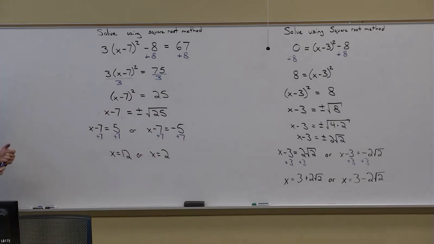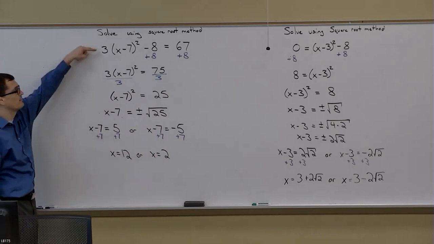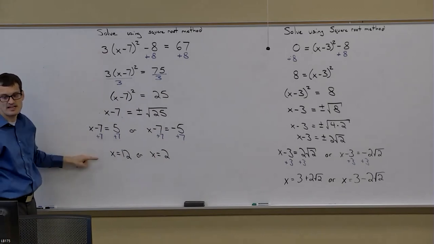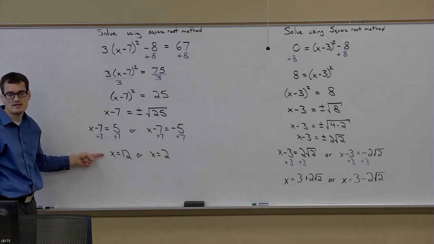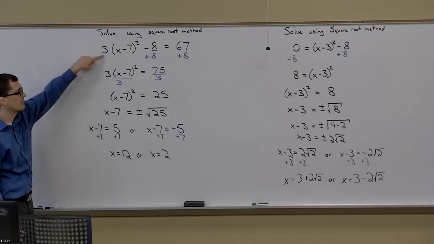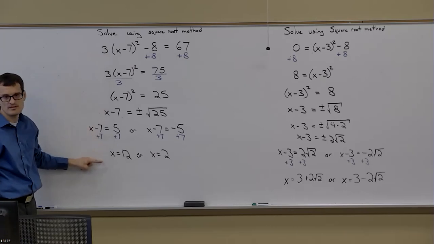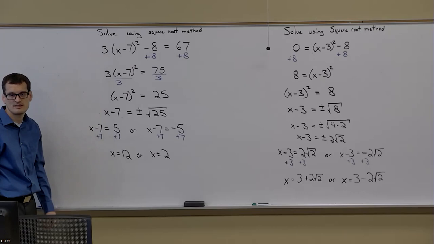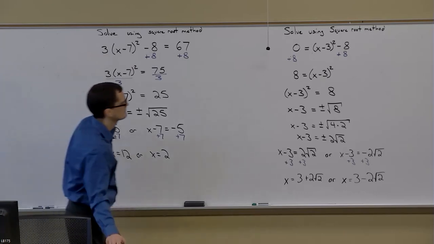By the way, that means that if I would have expanded this whole thing out and then went to factor, I would have ended up with factors that worked out. That makes sense. Now, doing the expansion is probably harder than using the square root method, but it could have been done via factor. You guys know what I mean by that?